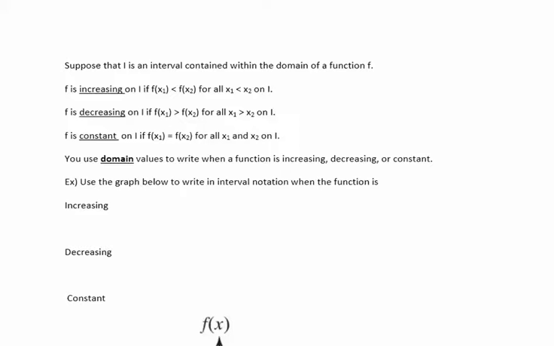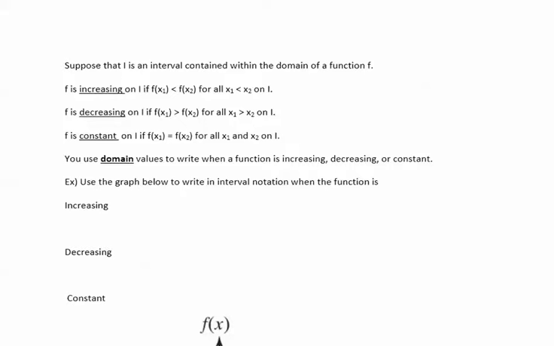All right, so suppose that I is an interval contained within the domain of a function f. F is increasing on this interval if f of x1 is less than f of x2 for all x1 less than x2 on I. In other words, my range values are increasing from left to right.